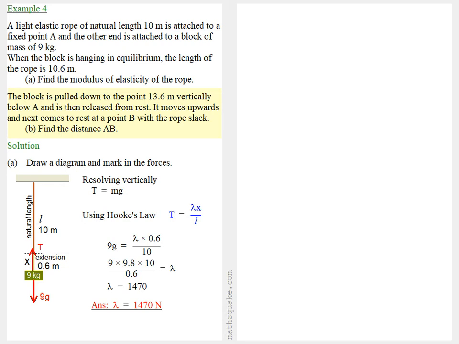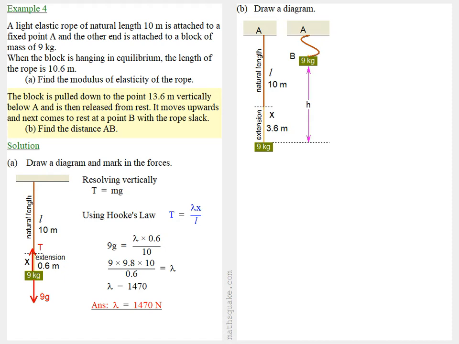We're then told the block is pulled down to a point 13.6 meters vertically below A and is then released from rest. It moves upward and next comes to rest at a point B with the rope slack. Find the distance AB. Now we can solve this by using energy. So first of all draw a diagram, and then we must choose where our zero potential energy is. So let's take zero height as the lowest point, 13.6 meters below A.